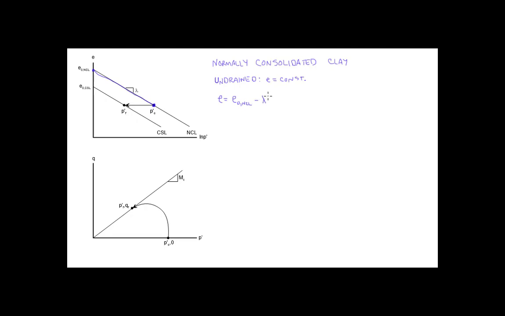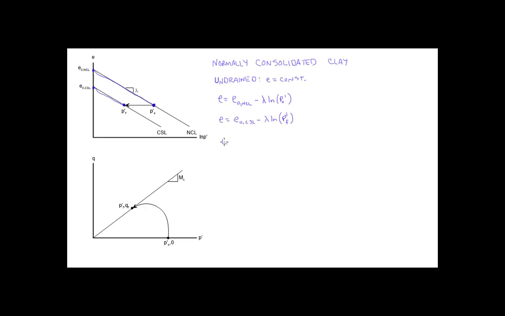So we can write out the equation for e at the end of consolidation before shearing happens. It's e0 NCL minus lambda times ln p0'. We can also write the void ratio at the end of shearing, which is e0 CSL minus lambda times ln of pf', where pf' is the mean effective stress at failure.